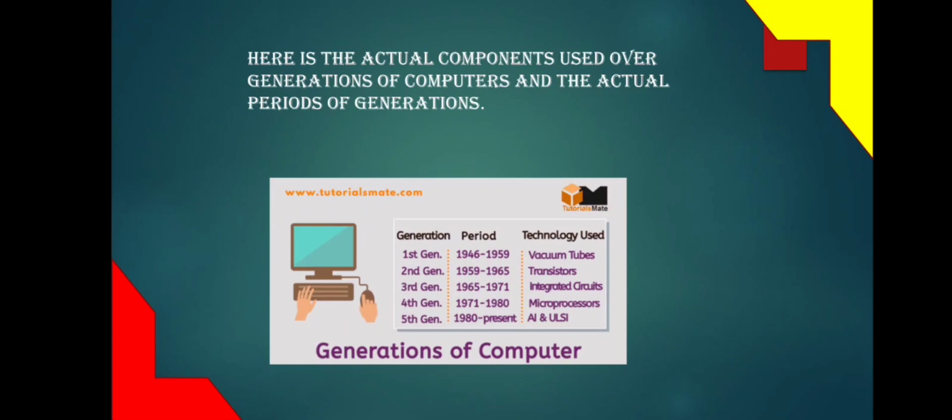So these are the components and periods of the generations. Second generation, 1959 to 1965, and transistors were the main technology used in it. Third generation, 1965 to 1971, and integrated circuits were the main technology. Fourth generation was 1971 to 1980, and microprocessors were the technology used in that generation. And the fifth generation is from 1980 until the present. AI and ULSI were the main technology used in it. Next, further will be explained by my friends.